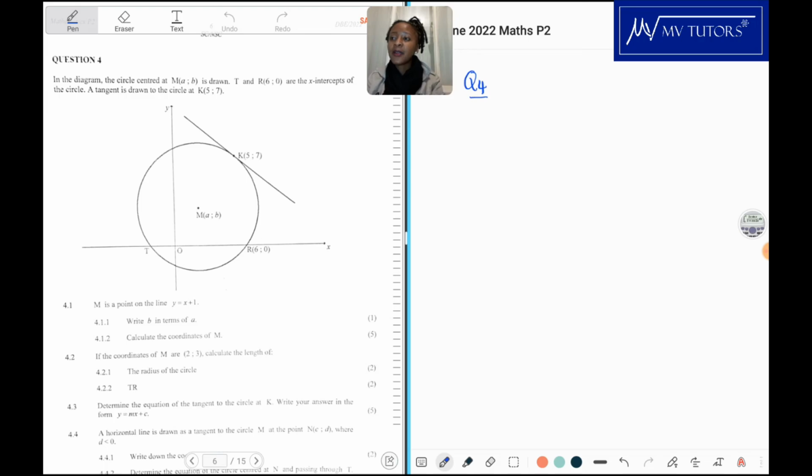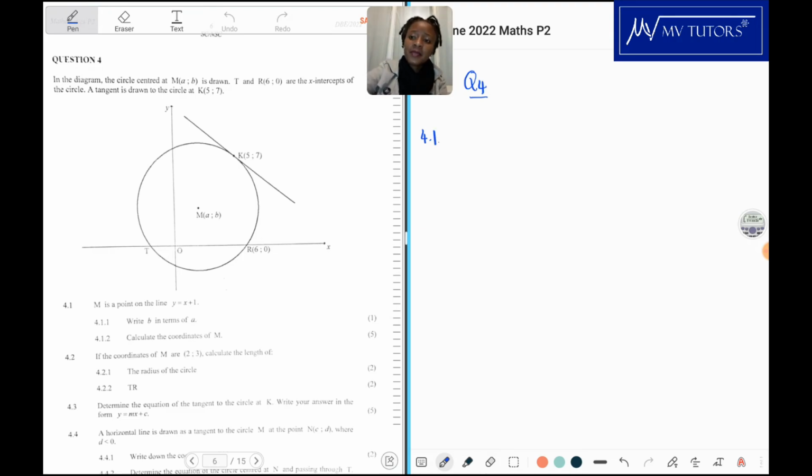Alright, so it says in the diagram, the circle centered at M is drawn. Right, so we have T and R as the x-intercepts, and a tangent is drawn to the circle at K. Alright, when you hear tangent, you should think radius, tangent, what happens? Perpendicular. So M is a point on the line y is equal to x plus 1. And 4.1.1 says write B in terms of A.